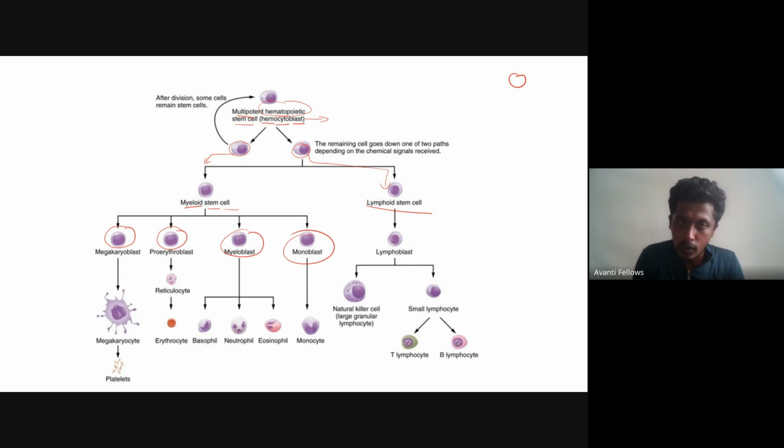Megakaryocytes, proerythrocytes, myeloblasts, and monoblasts. It is very easy to remember if you go to what is their product. Okay, so let's see how each of the cells and what they give us.